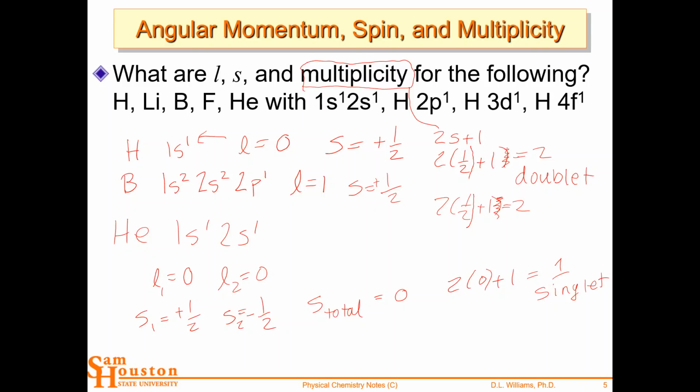Okay. What about unpaired electrons? Let's come down here and let's say, what if we had S1 equals plus 1/2 and S2 equals plus 1/2? S total would equal 1, and 2 times 1 plus 1 would equal 3, and that's a triplet.